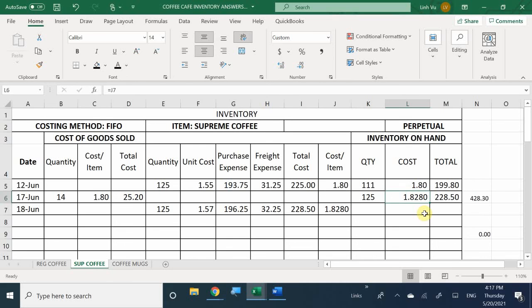Quick question. My total cost for the 125 batch was the 228.50, right? Yep. Go ahead, Felipe. What was your question? No, I just figured it out. I was like, how come she only has 111 and she's got 120 underneath? I forgot that we subtracted 14. Yep.